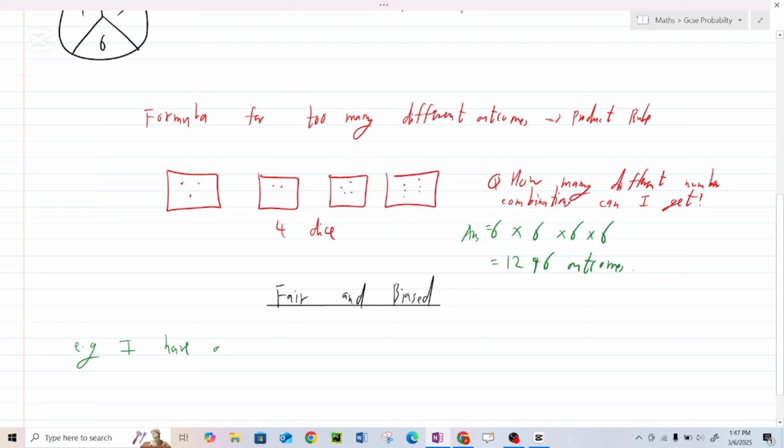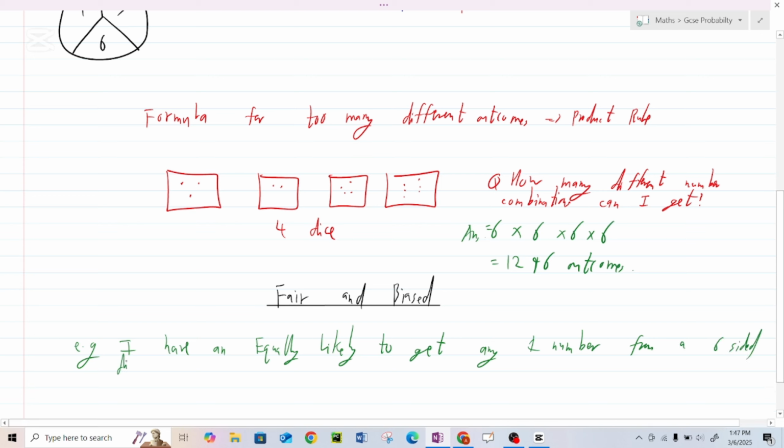Okay. Next, you might think that every time I have a fair chance of getting something, for example, I have an equally likely chance to get any one number from a six-sided dice, which is 1 by 6. Meaning that if I roll a dice, the chance of me getting a 1 is 1 by 6, the chance of me getting a 2 is 1 by 6, the chance of me getting a 3 is 1 by 6. So for all of them it's 1 by 6 because it's equally likely for all of them.